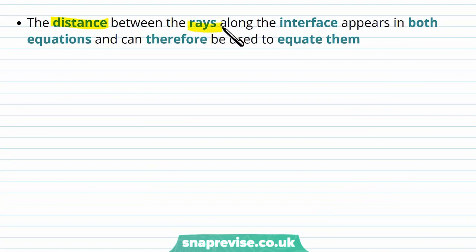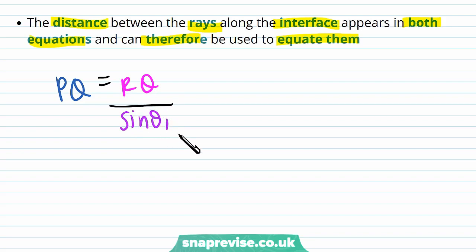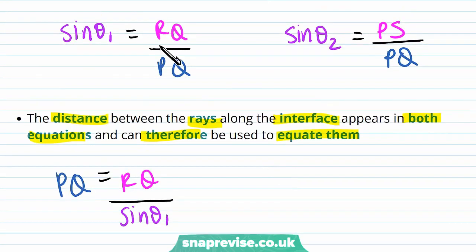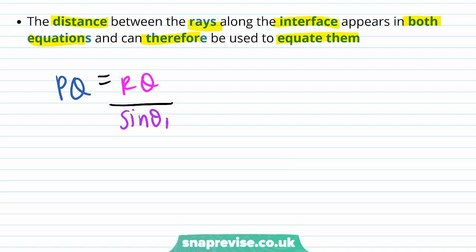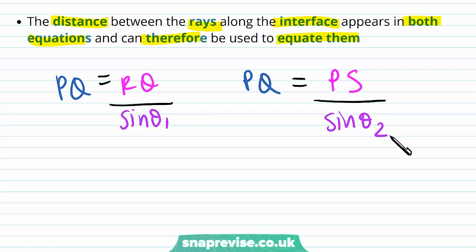The distance between the rays along the interface appears in both equations and can therefore be used to equate them. So we've got that PQ is equal to RQ divided by sine theta 1. We get that by rearranging this equation here: if we multiply both sides by PQ and divide by sine theta 1, this is the expression we get. And we can do the same for the other expression. So we get that PQ is equal to PS divided by sine theta 2. And we can then equate them.